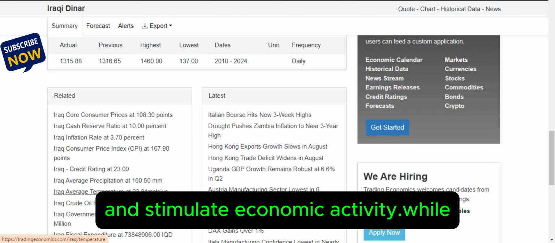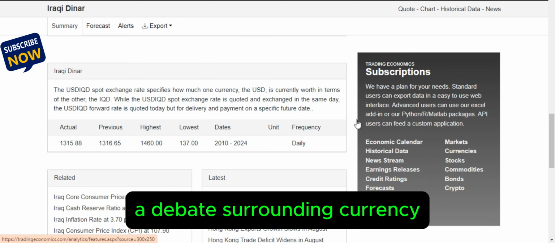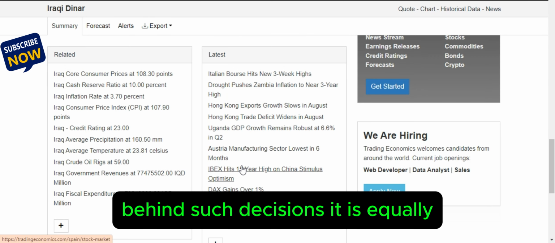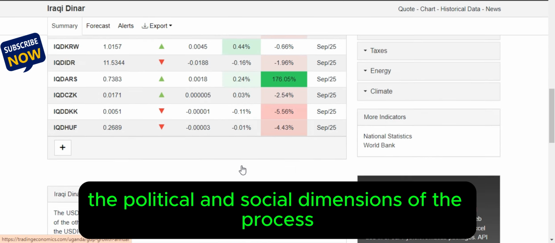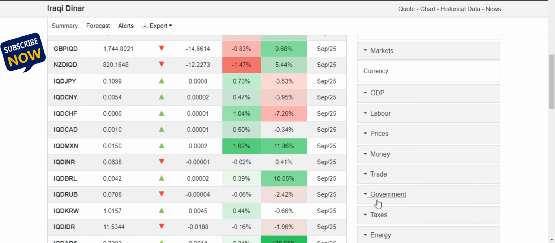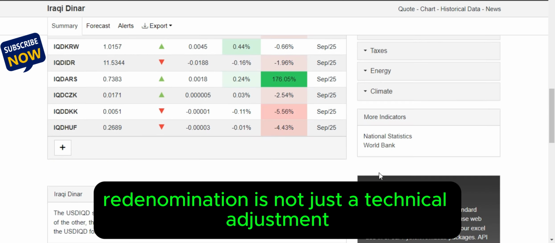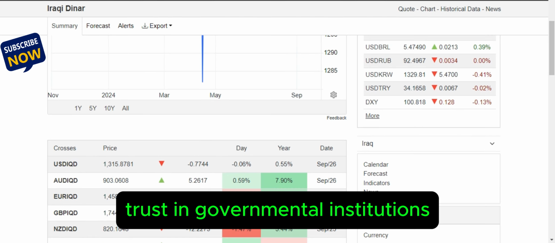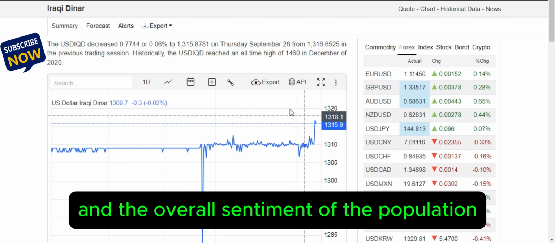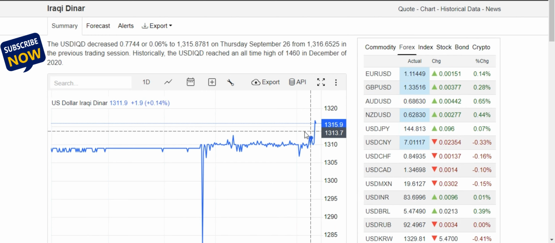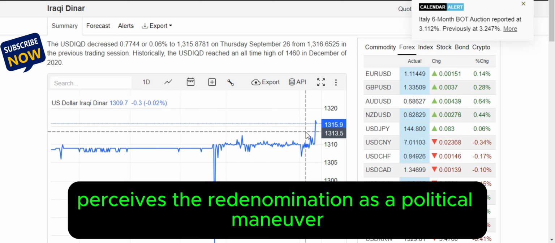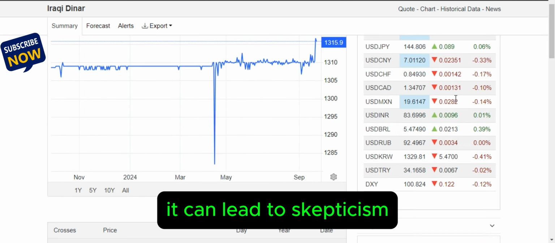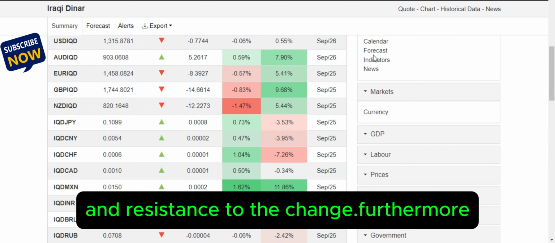and stimulate economic activity. While the debate surrounding currency redenomination often centers on the economic rationale behind such decisions, it is equally important to recognize the political and social dimensions of the process. Redenomination is not just a technical adjustment, it involves public perception, trust in governmental institutions, and the overall sentiment of the population towards their currency. If the public perceives the redenomination as a political maneuver rather than a genuine effort to stabilize the economy, it can lead to skepticism and resistance to the change.